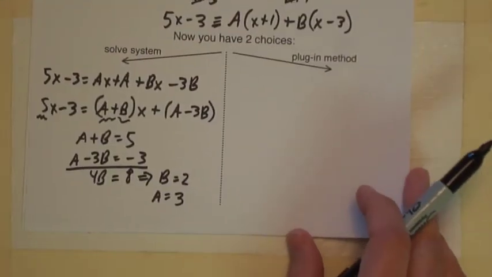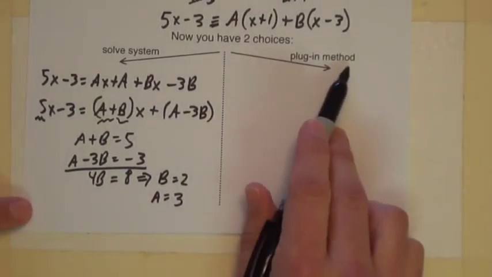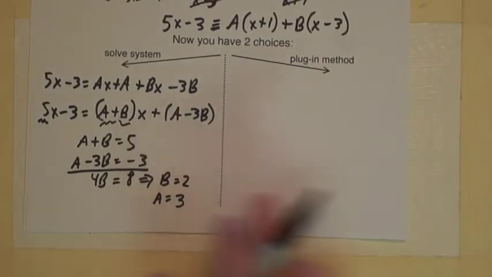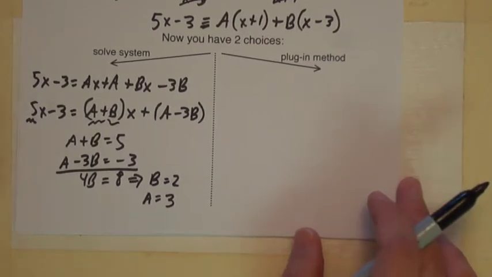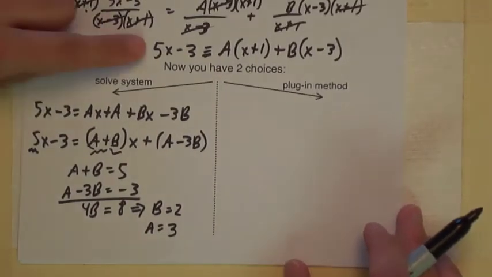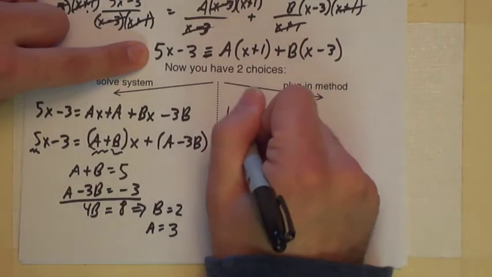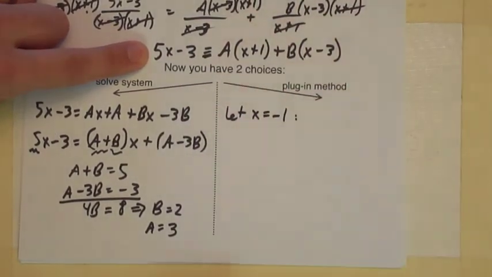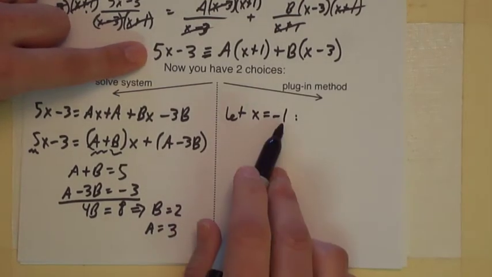Before we continue with that problem, I just want to show you an alternative method that I really like for how to do this faster, and some would say more efficiently. It's called the plug-in method, and it also takes advantage of the fact that this thing is identically true for all x. Since it's true for all x, it's true for, in particular, for example, if x equals negative 1, this must be true. Now, why did I choose x equals negative 1?